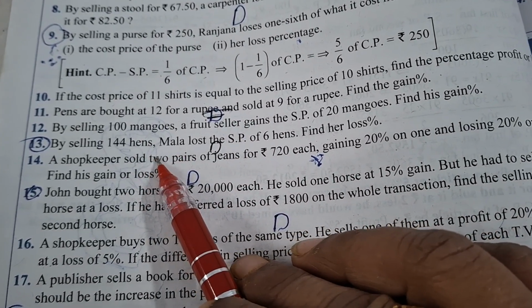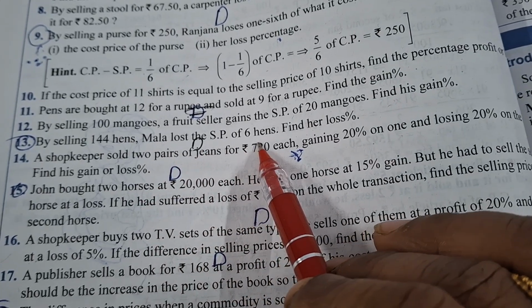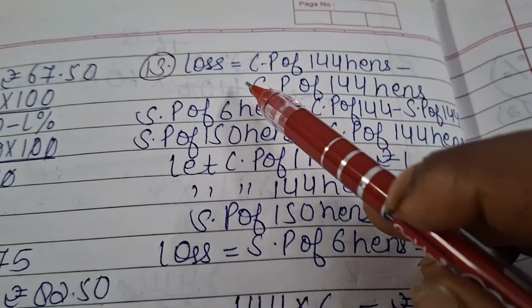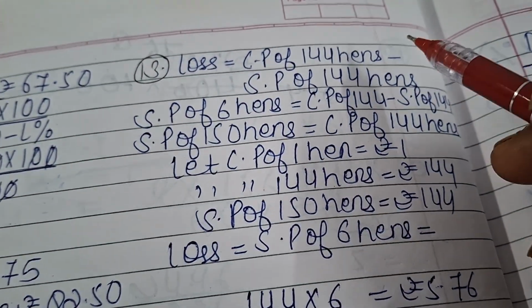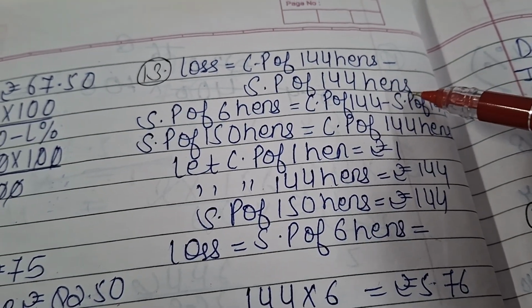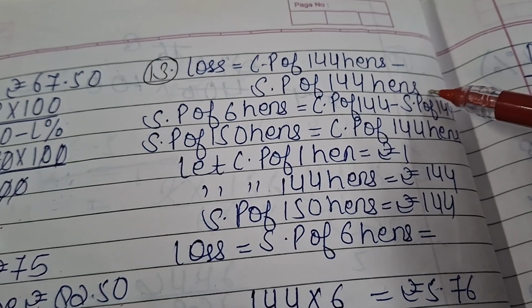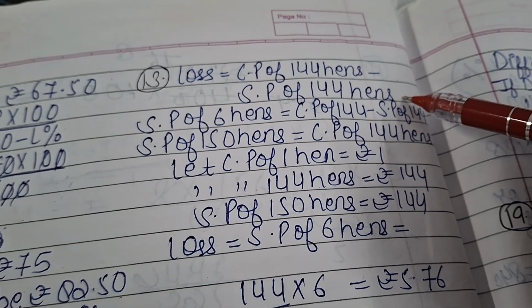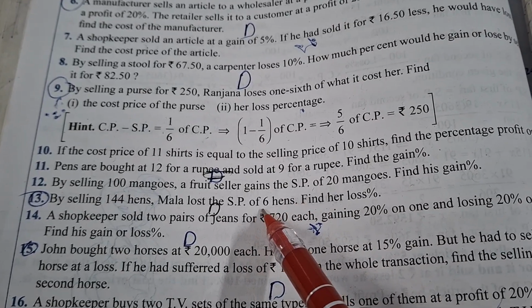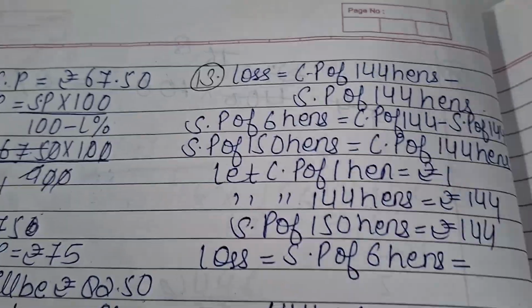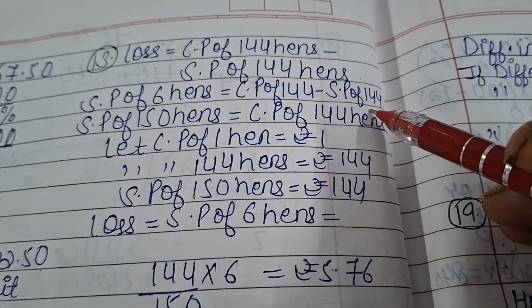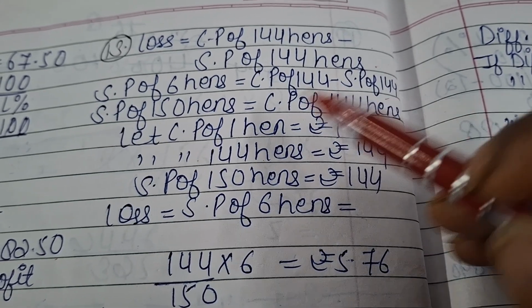13. By selling 144 hens, Mala lost the SP of 6 hens. Find the loss percent. We have been given a loss, which means CP is greater. So CP of 144 hens minus SP of 144 hens is the loss, and the loss is the SP of 6 hens. So SP of 6 hens is equal to CP of 144 hens minus SP of 144 hens.